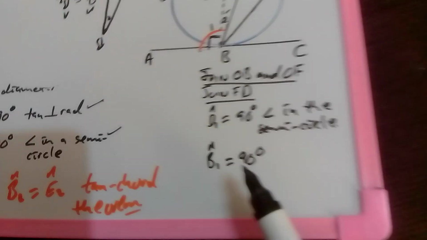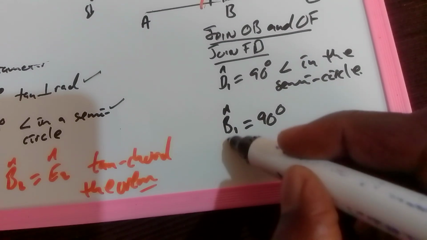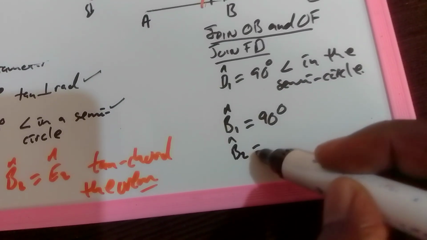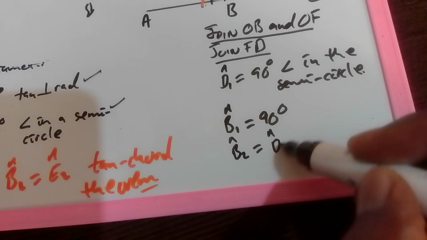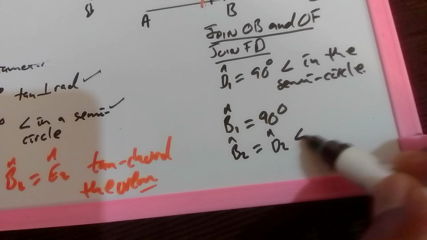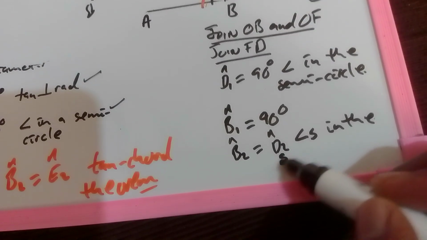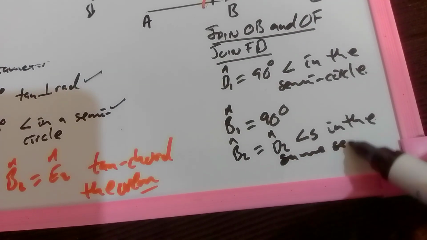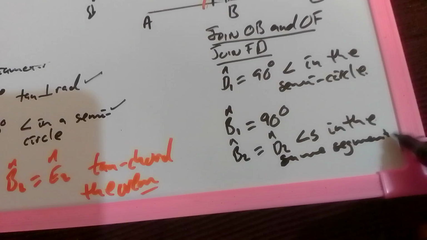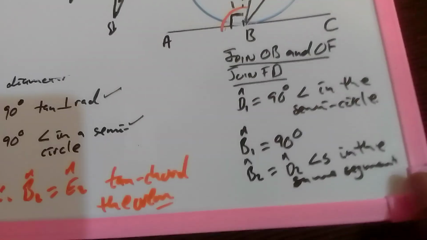So let me update here rather. Remember, we had spoken about the first two reasons. So here we're saying angle B2 is equal to angle D2, and it's angles in the same segment. All right. So what does that mean?